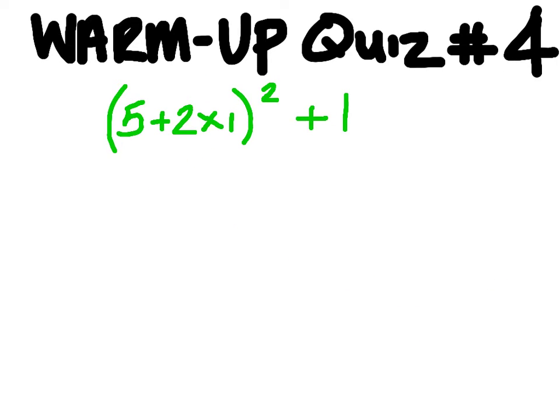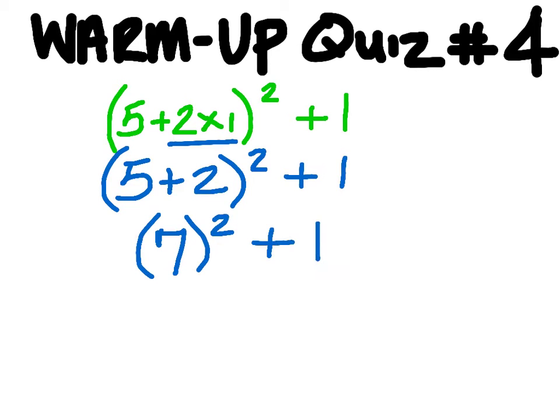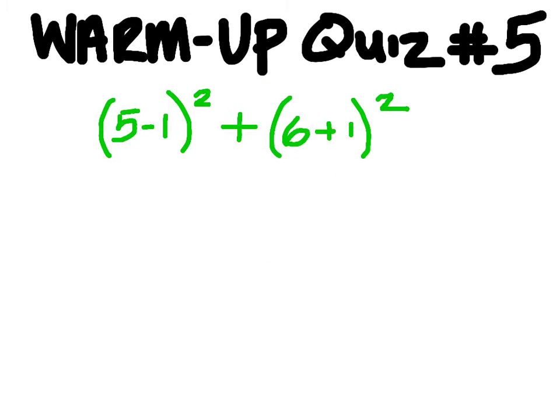Number 4. You have to do 2 times 1 first. That's 2. And then go back and add that to 5 to get 7. Square the 7 to get 49. Add 1. Answer is 50.